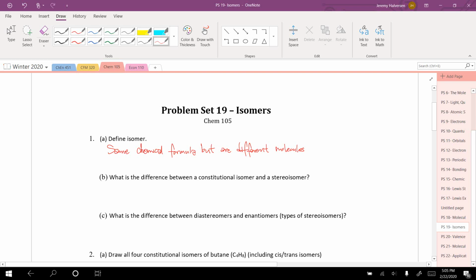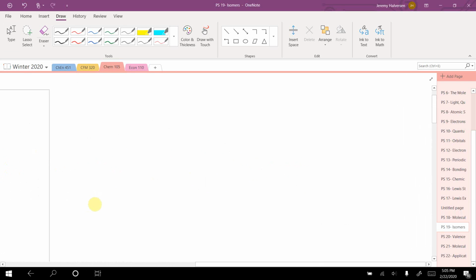Now, there's multiple ways to meet those two criteria, to have the exact same atoms, same chemical formula, and different molecules. And as a result, there are different types of isomers. So I'm going to jump over here and let's break down a little category tree for isomers. Our first split is going to be constitutional, which is also called structural.